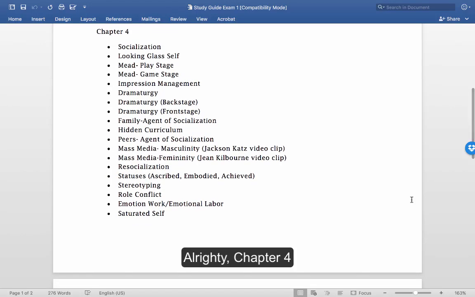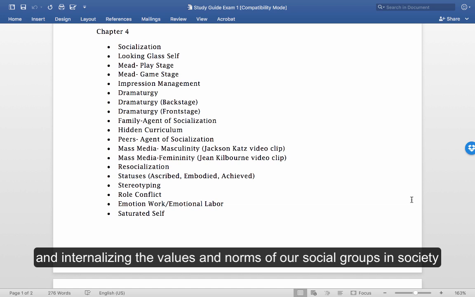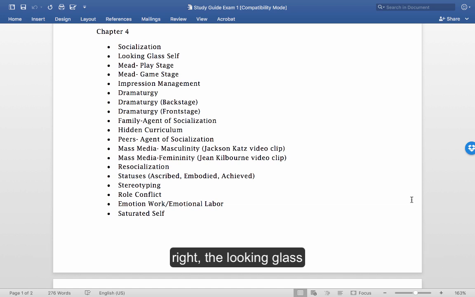Alrighty, chapter 4. Okay, so what is socialization? It's just the process of learning and internalizing the values and norms of our social groups in society, right?